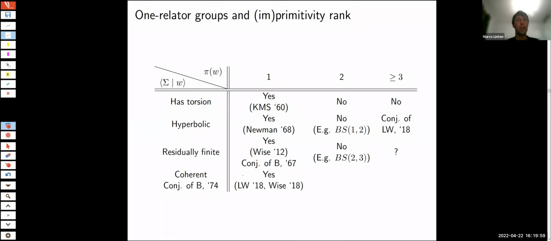And well, this was confirmed for primitivity rank 1 by Lauder and Wilton and Danny Wise at around the same time. But then for primitivity rank 2, it's completely open. And finally, for primitivity rank 3 or greater, this was confirmed by another paper of Lauder and Wilton on one-related groups.